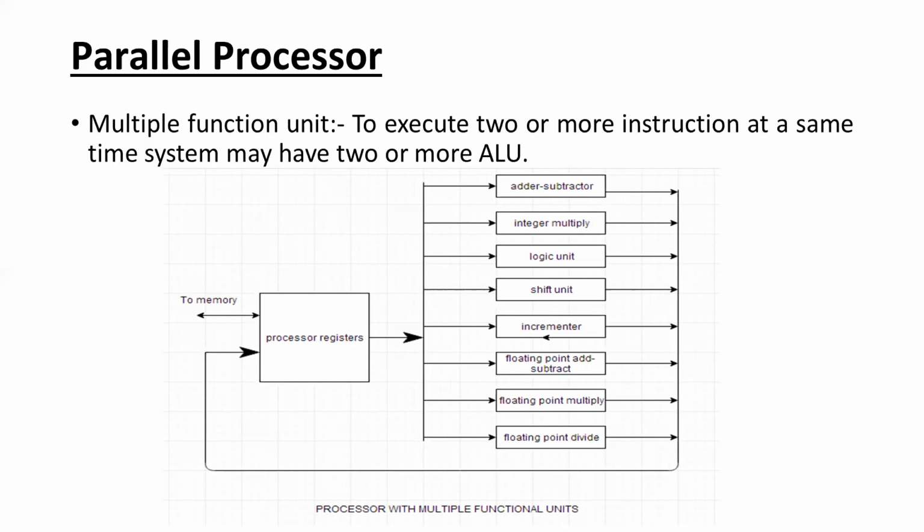So the example of this particular diagram is what? It is multiple function units. It means it can execute two or more instructions at the same time. The system may have two or more ALUs.